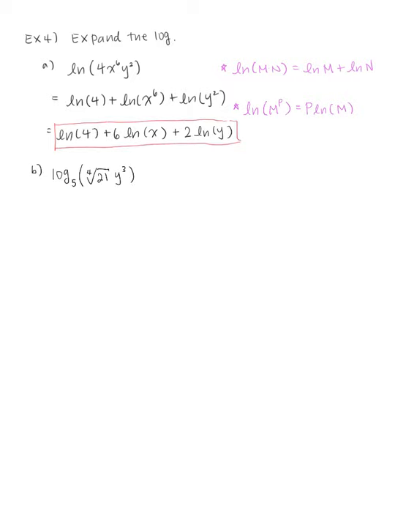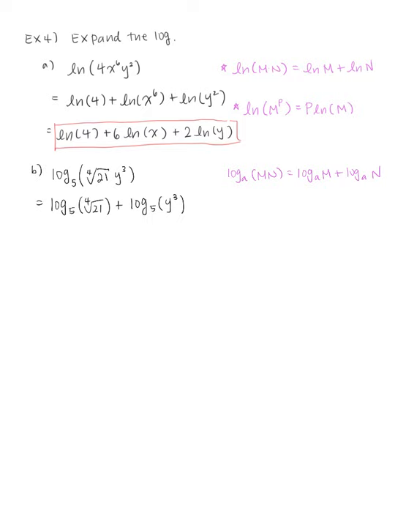Now let's take a look at log base 5 of the 4th root of 21 times y to the third. Okay, so let's take one step at a time. So first what I'm going to use is log base a of m times n. It's log base a of m plus the log base a of n. Okay, so the first step will be log base 5 of the 4th root of 21, and then plus the log base 5 of y to the third.